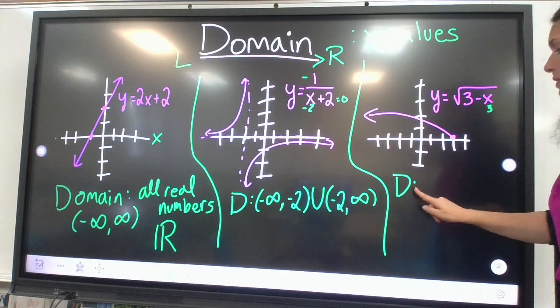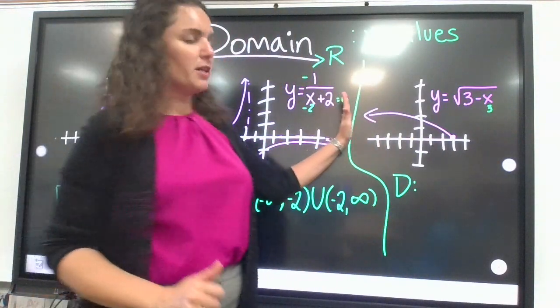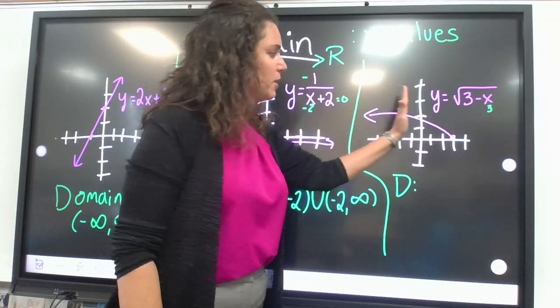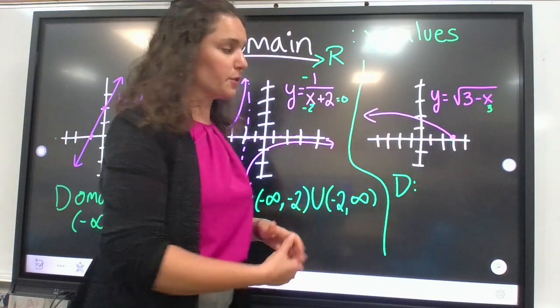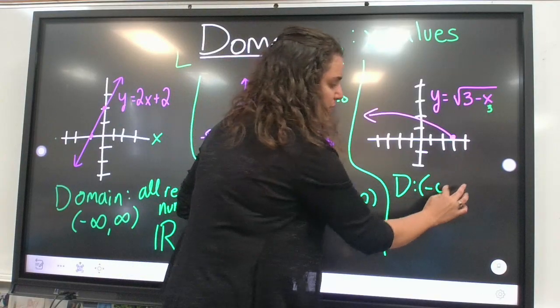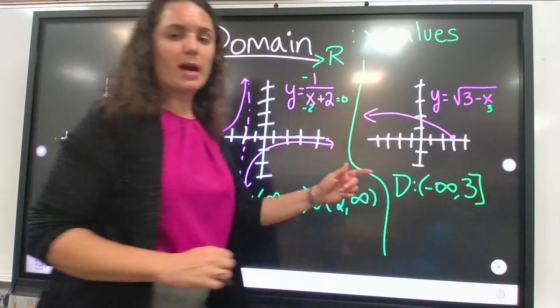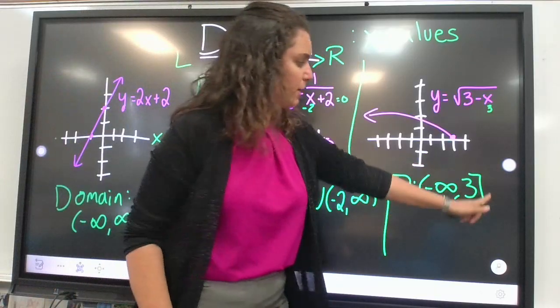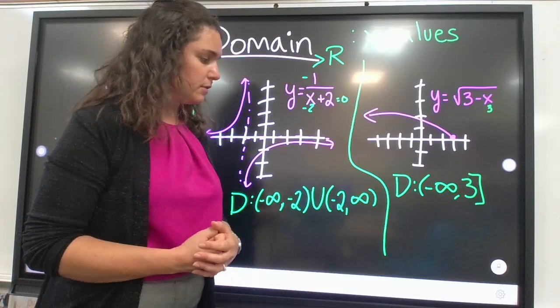So for the domain on this function, I'll flip to this way so you can see me. We're going to start at negative infinity. And we go all the way till we hit the 3, where it's a solid dot or part of the graph. So for us on this one, it goes negative infinity to positive 3. And we're going to put a bracket. A bracket's going to have those squared off edges, and that represents that it's equal or part of that graph.